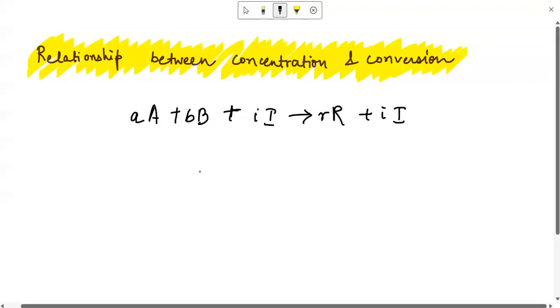Now, to have a measure of the extent of reaction, we have two important terms. One is the concentration term, and the other one is the conversion term. Generally, we denote concentration with capital C, subscripted by the notation for your particular reactant species or product species, and the same goes for the conversion term, except that we denote it as X with the subscript.